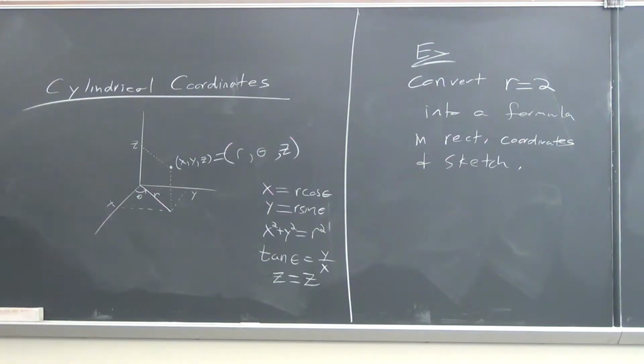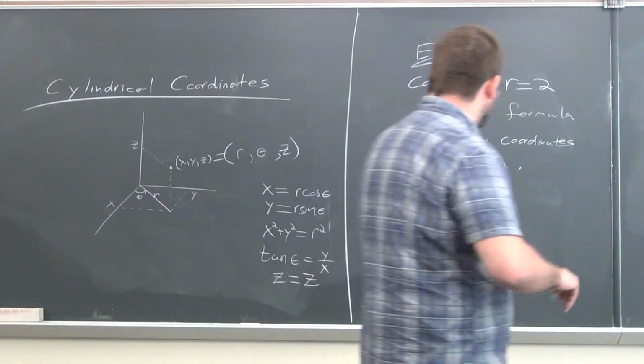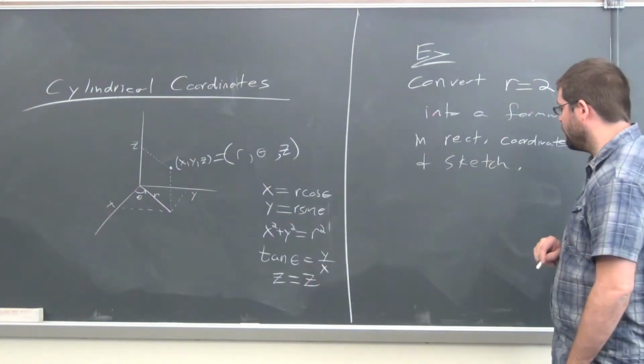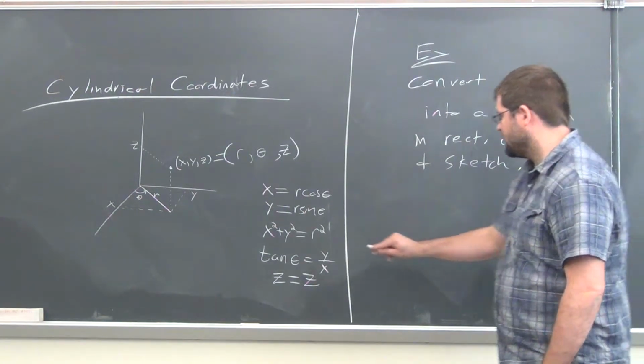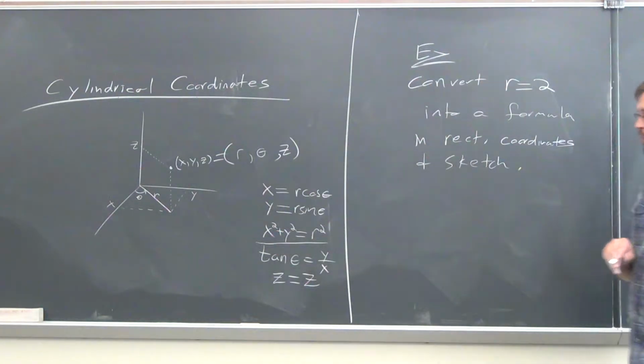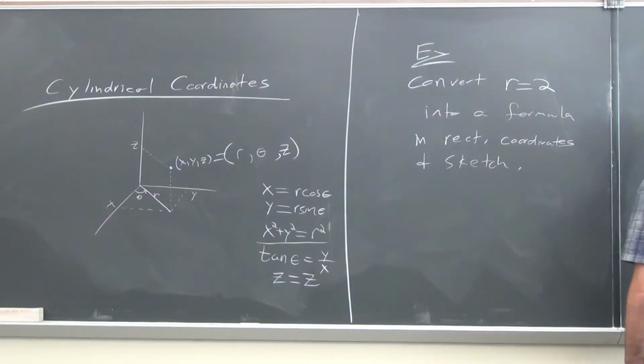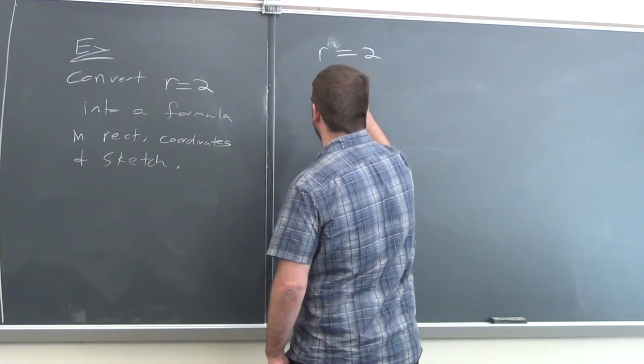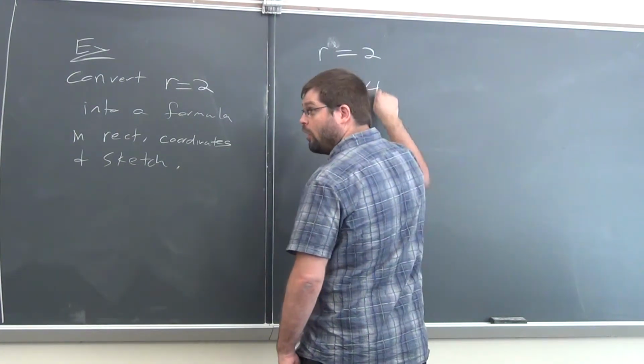So to convert to rectangular coordinates, you just want to get these things involved. I suppose most of the time there's more than one way to do it, but the easiest thing is to try to incorporate this, right? x squared plus y squared is r squared. So if r is 2, then r squared is 4.